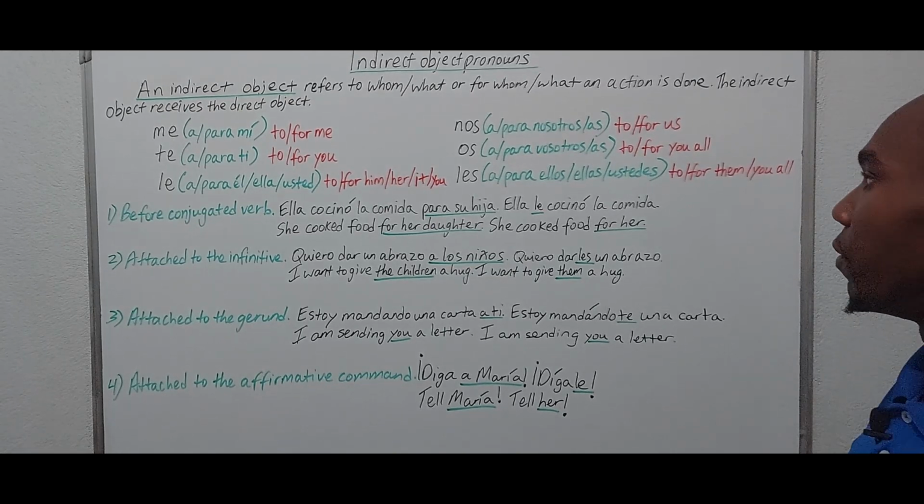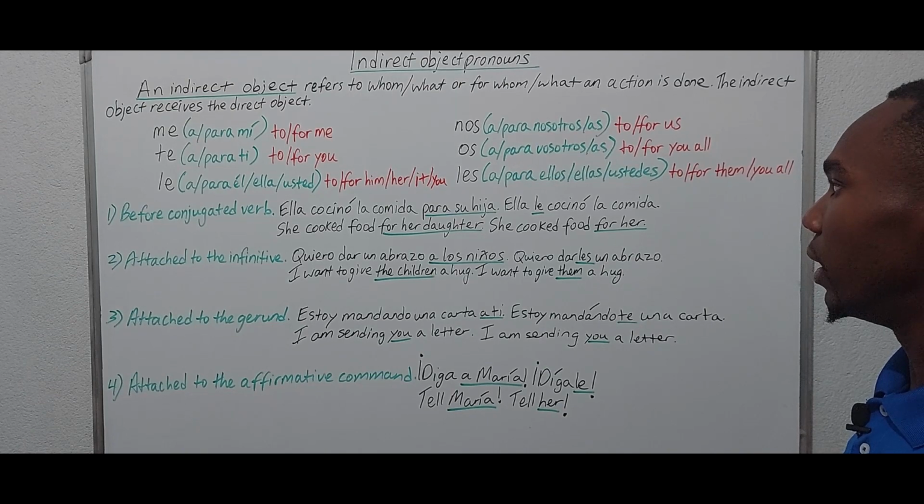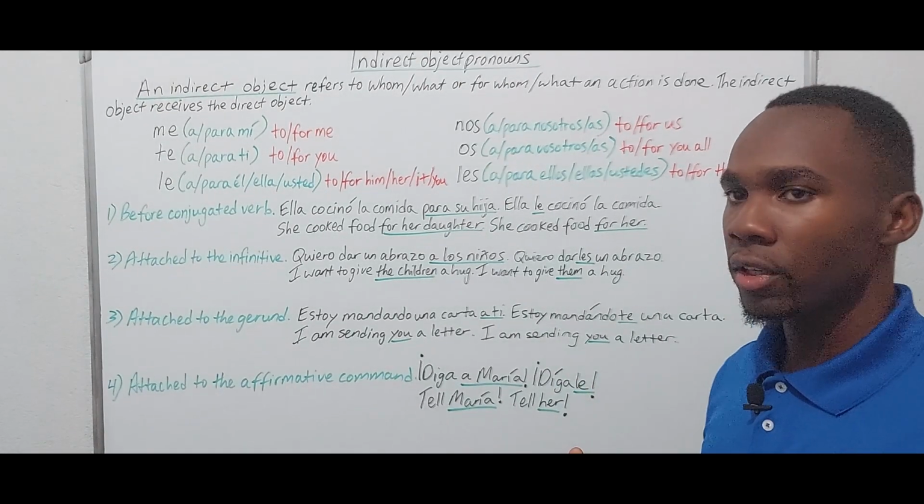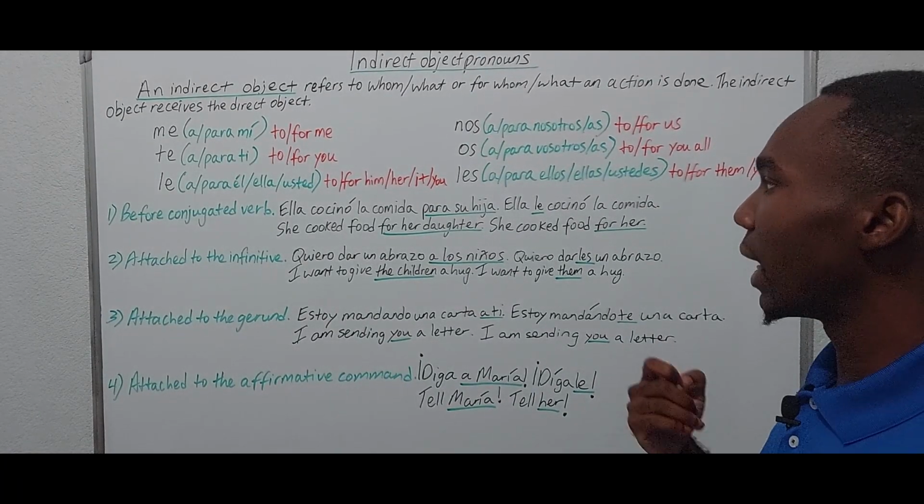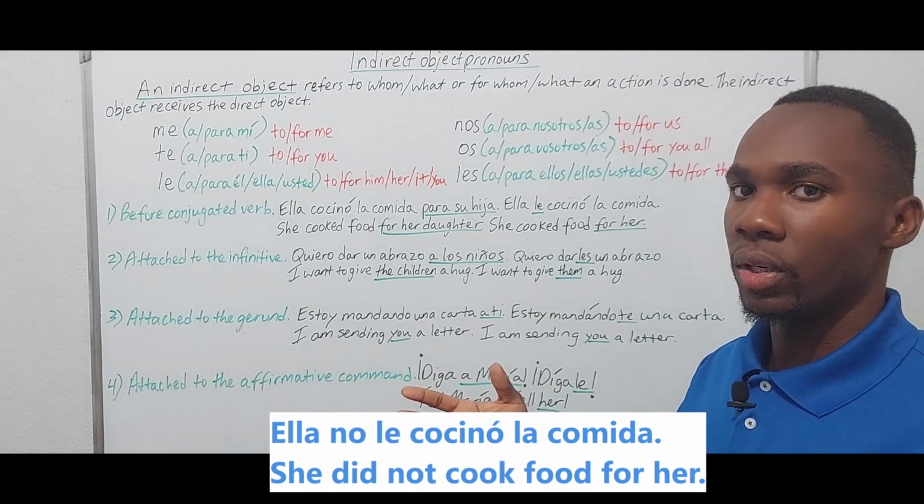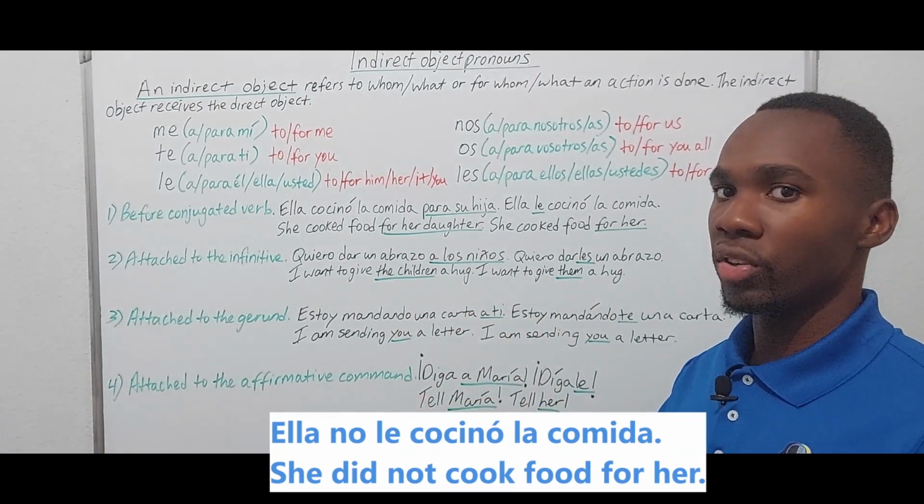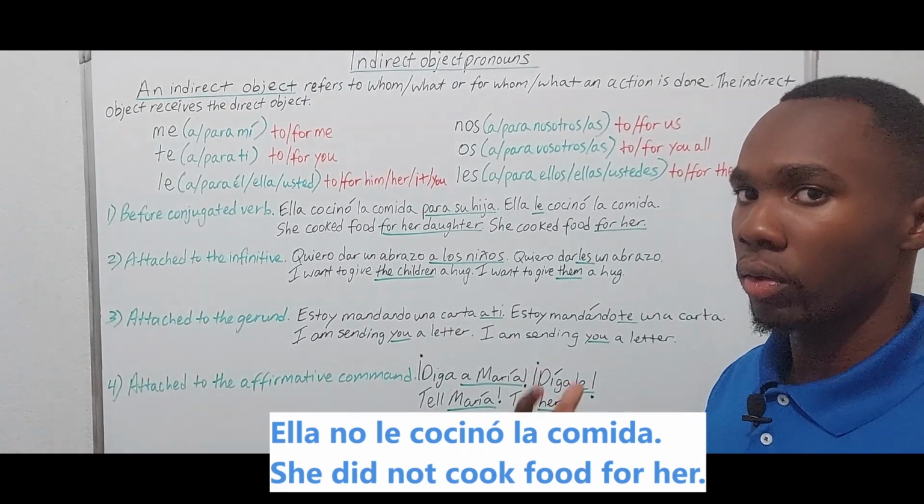She cooked food for her. Okay? So that would be the first place it can occur. If we want to make it negative, we would say ella no le cocinó la comida. So the le would go before the conjugated verb but after the no. So ella no le cocinó la comida.